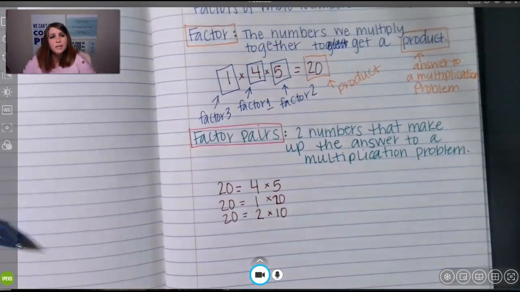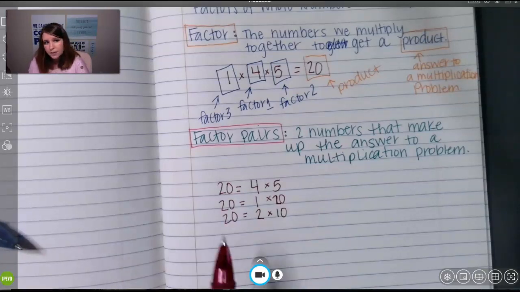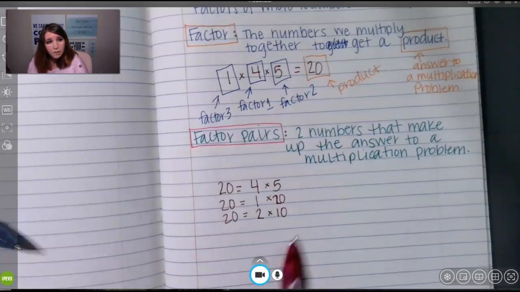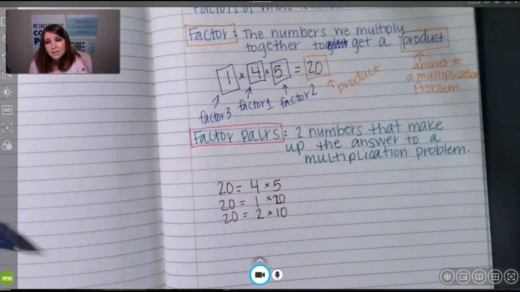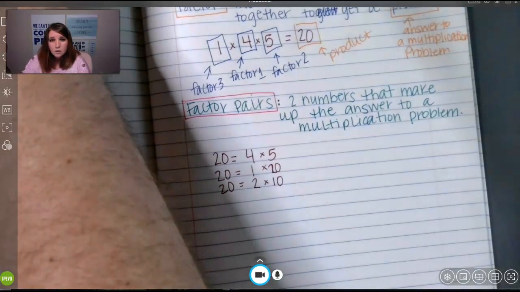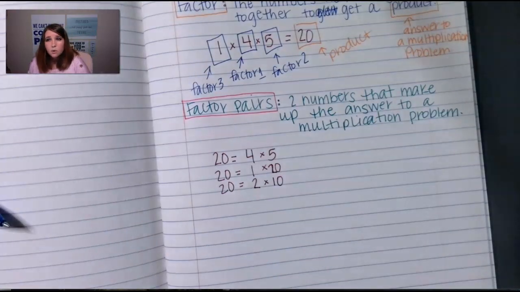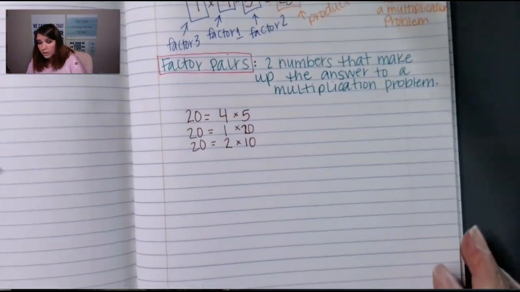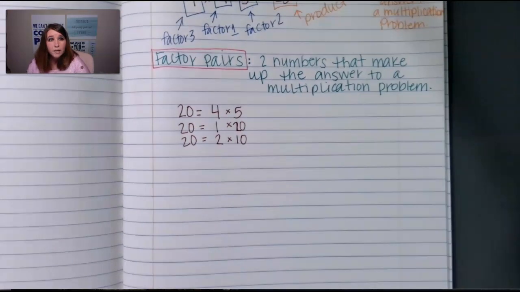Well, let's see how we can figure this out by drawing rectangles. Let's draw some rectangles and see if we can figure this out easier, because some people need visual aids to help them and like to see things in action. I know I do. So let's see what that looks like when we draw it. We're going to keep using our product of 20, but we're going to look at a visual aid.